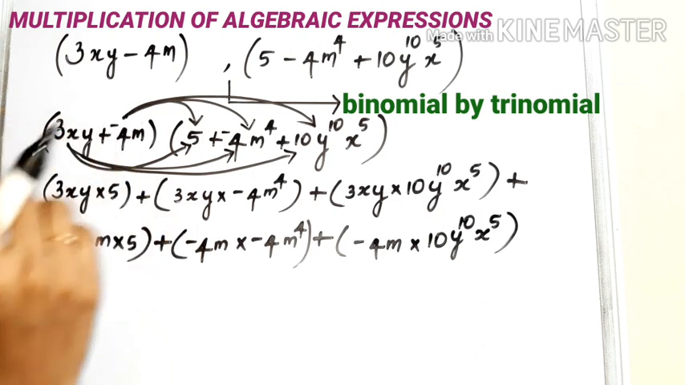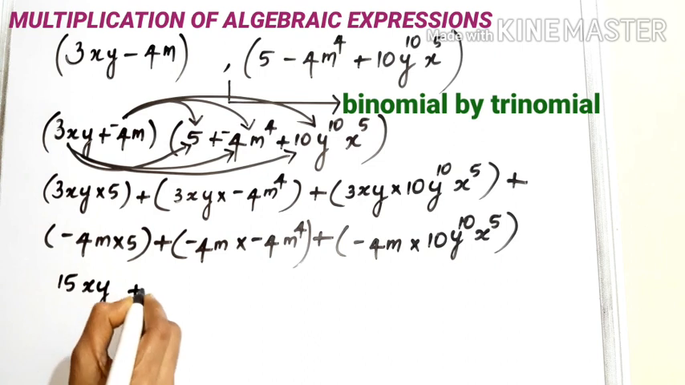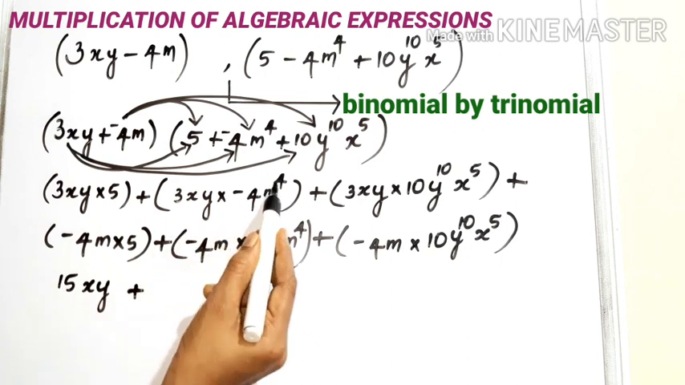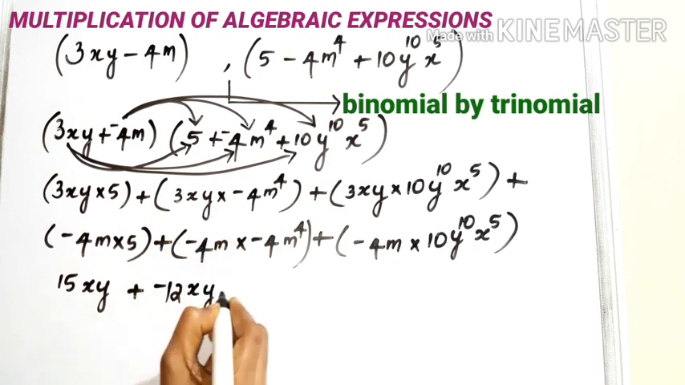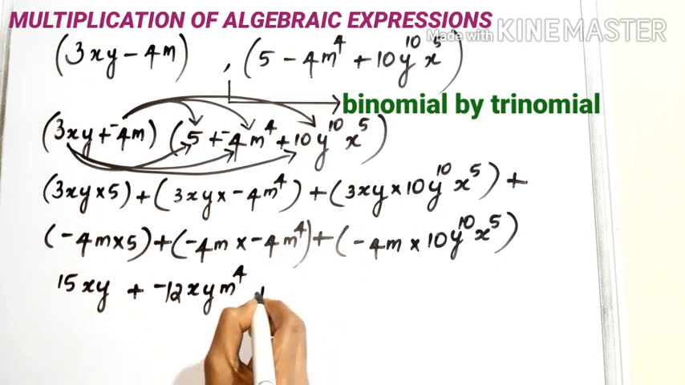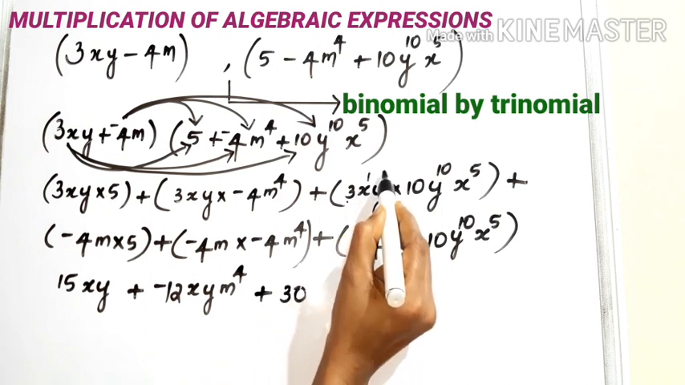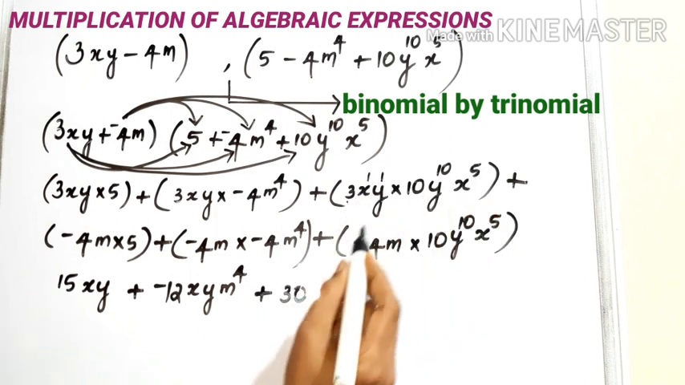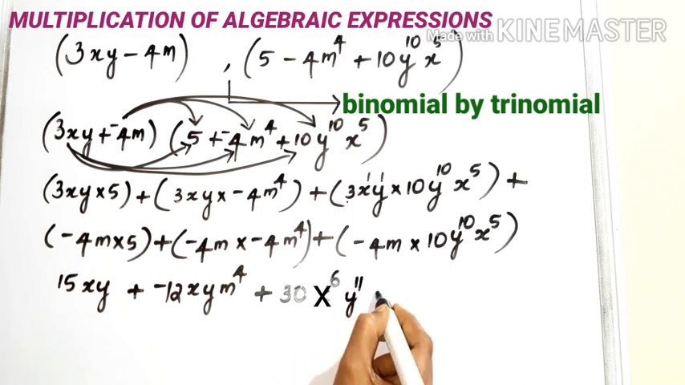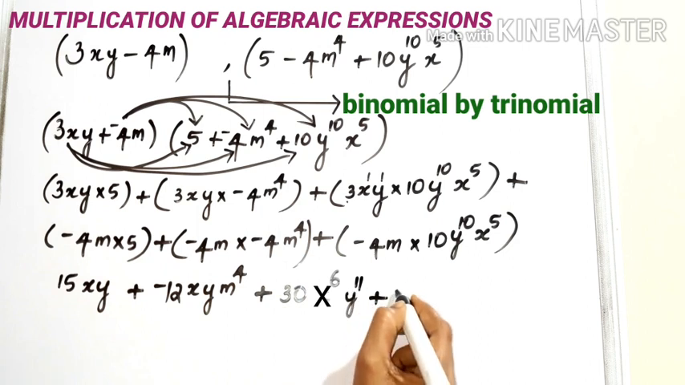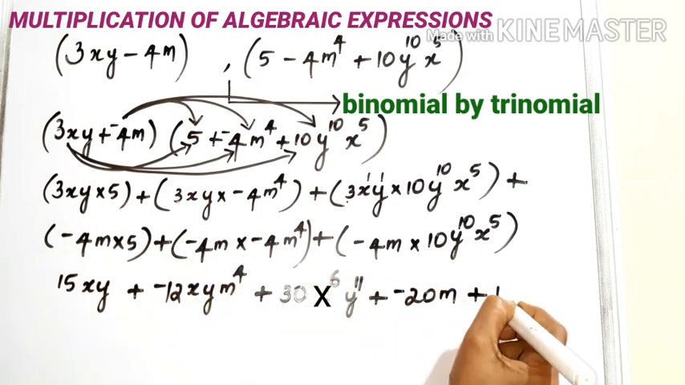We have to simplify each bracket. 3xy into 5, 15xy, right? Plus second one 3xy into minus 4m^4. 3 into minus 4, minus 12, okay, x y m^4. Plus 3 into 10, 3 tens are 30. x means x^1, here y^1. x^1 into x^5, x^6. y^1 into y^10, y^11. Plus minus 4 into 5, minus 20m, plus minus 4 into minus 4, positive 16.